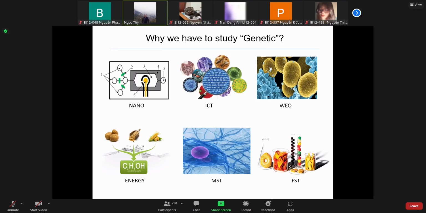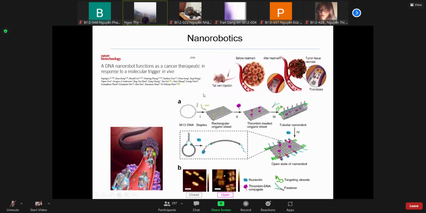Let me take a small example. This is an invention from a paper published in Nature Biotechnology in 2018 on nanorobotics. This was applied in cancer targeted drugs.